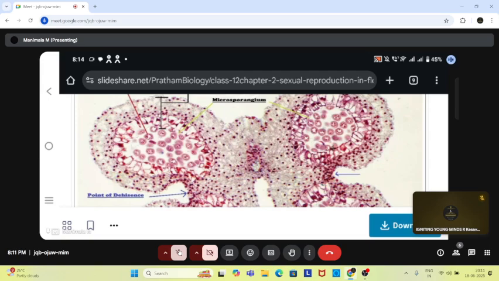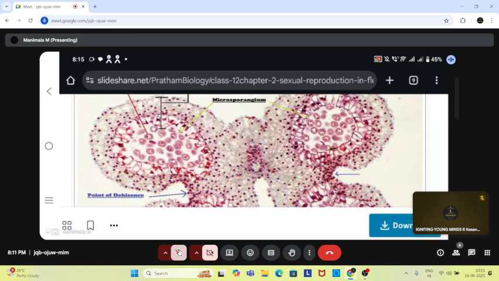The number and length of stamens vary from flower to flower. Based on the different species, the number of stamens present is not similar; it varies from plant to plant. So what is the filament structure? It is a slender structure, and the anther is the fertile part.